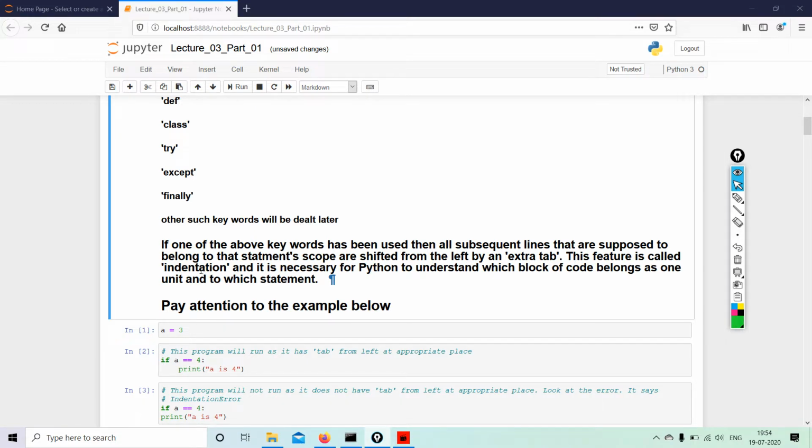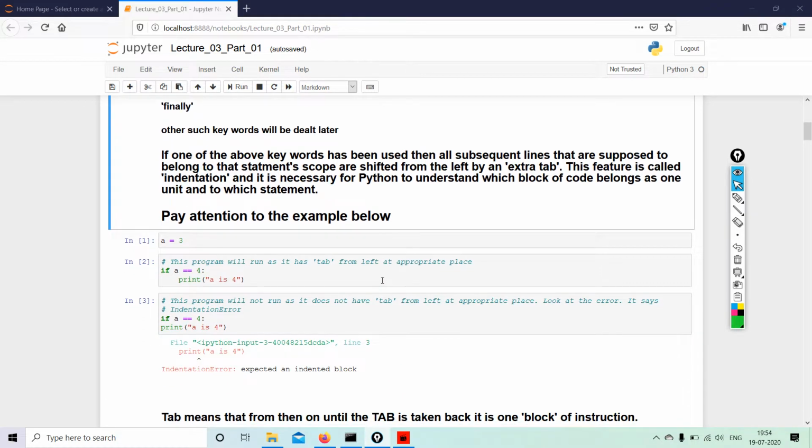This feature is called indentation, and it is necessary for Python to understand which block of code belongs as one unit and to which statement. Please pay attention, this is important and crucial, because this is something that you may have to use on a day-to-day basis.